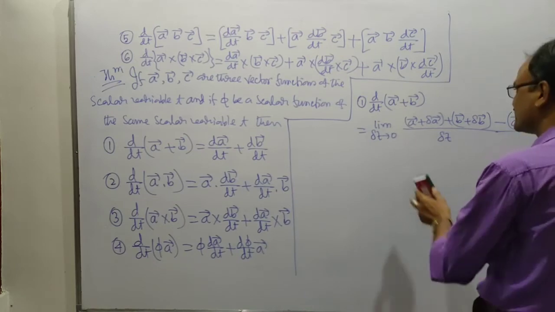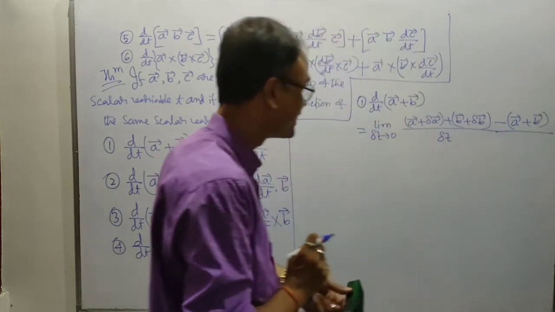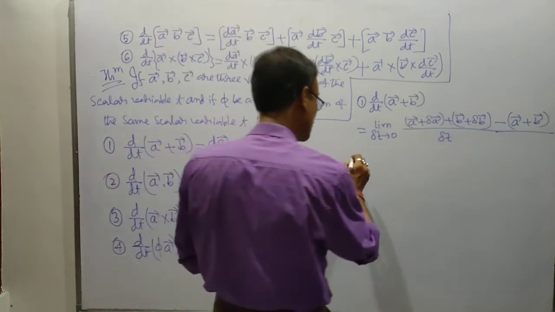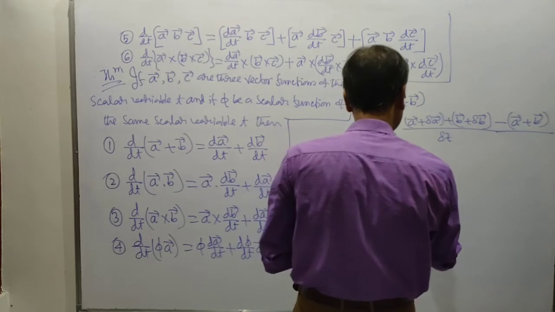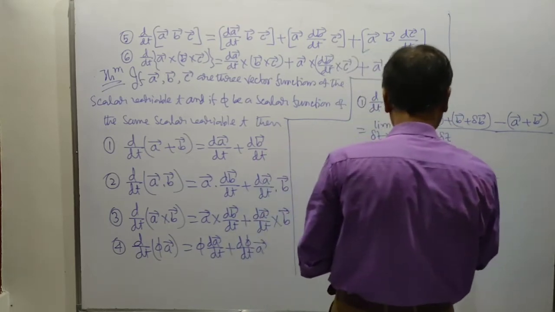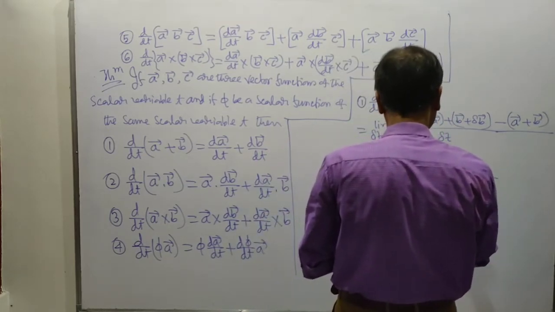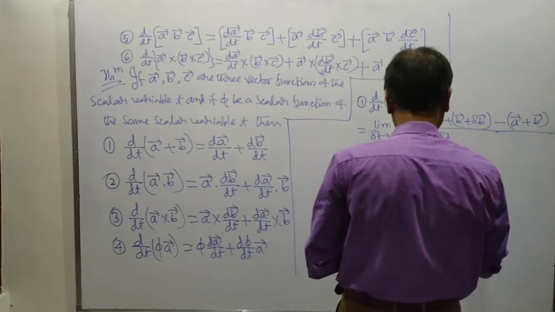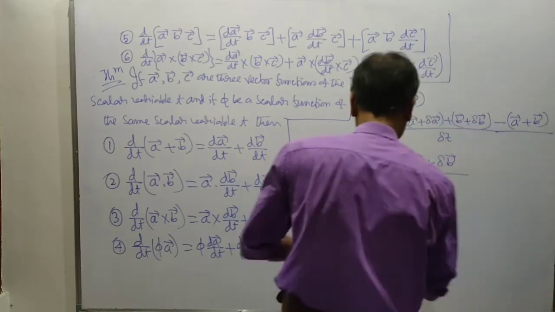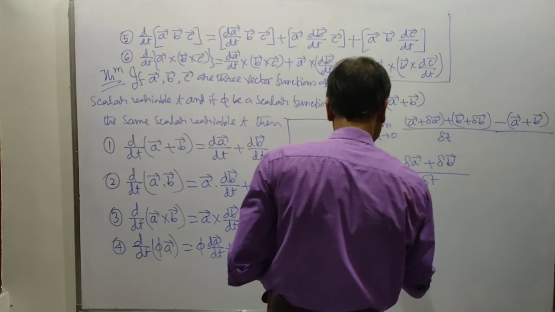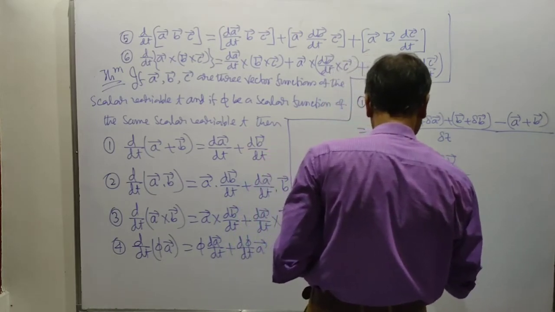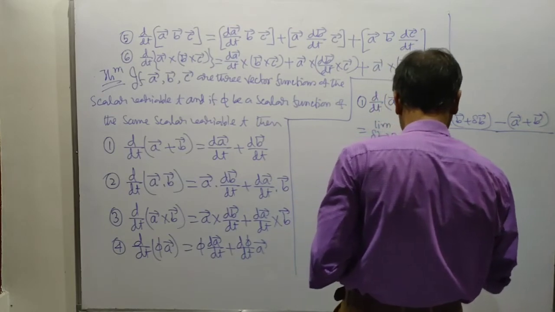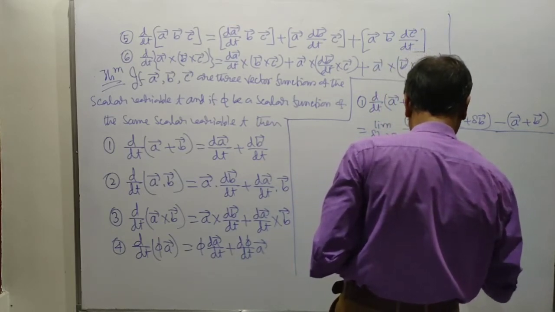You may write like this. This is equal to, by definition, I have given you the definition. A vector, B vector will be cancelled. Delta A plus delta B divided by delta t. This is equal to the limit as delta t tends to 0 of delta A vector by delta t plus delta B vector by delta t.